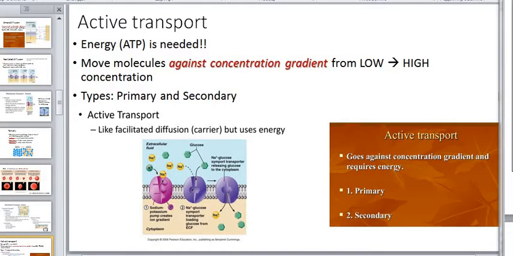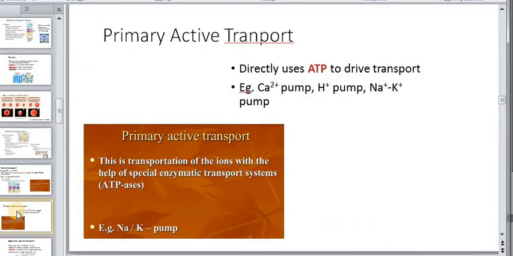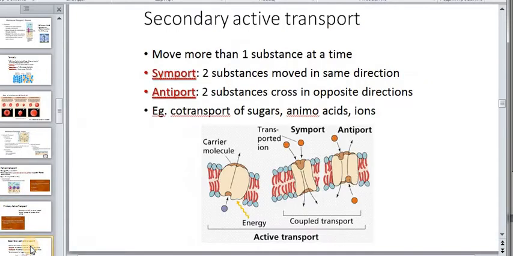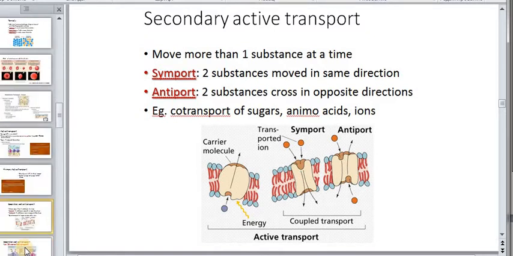In this kind of transport, we can find two main types: primary active transport and secondary active transport. Primary active transport moves ions with the help of enzyme systems. Enzyme systems need energy, break down the ATP molecule, and can move the parts of proteins. Secondary active transport moves more than one substance at the same time. So we can move these ions as a kind of symport, where two substances move in the same direction, like in this part of the picture, and sometimes antiport, where the two substances cross in opposite directions, one into the cell and one out.